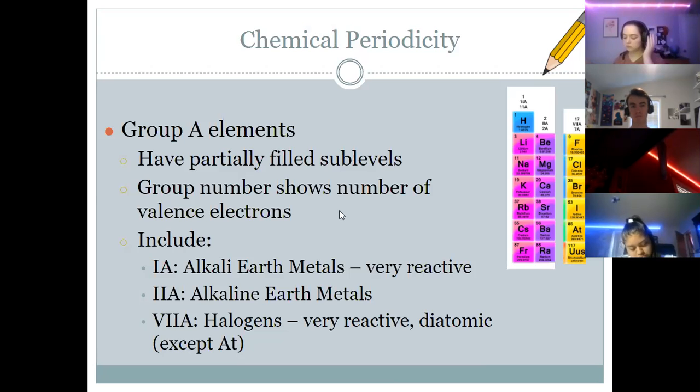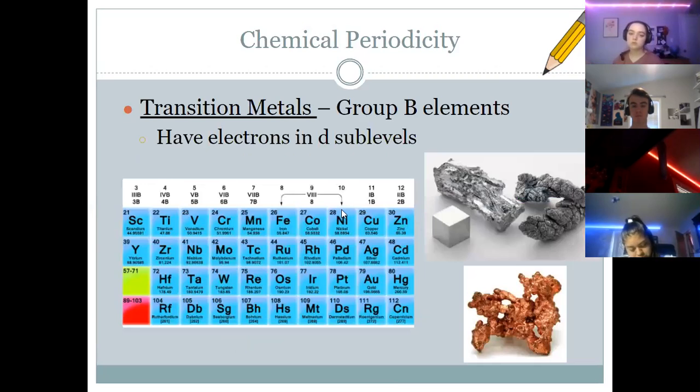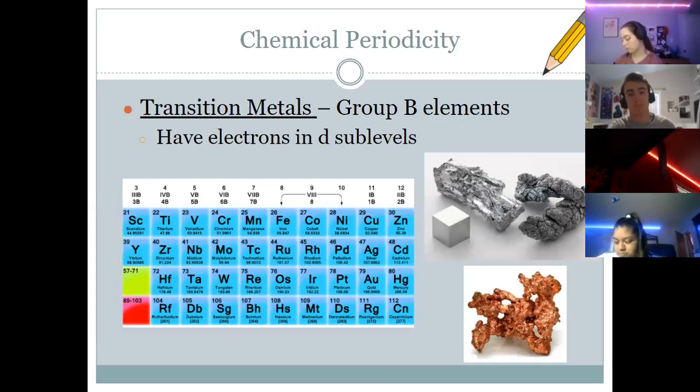Okay, so now we're into group B. Group B are your transition metals. The only thing you need to know is where to find them on the periodic table. Those are all of your D block. On the periodic table, that whole little section where it's sunken down, those are your transition metals. That's all you need to know. There's nothing really characteristic about them, not a true pattern that we're going to learn about.